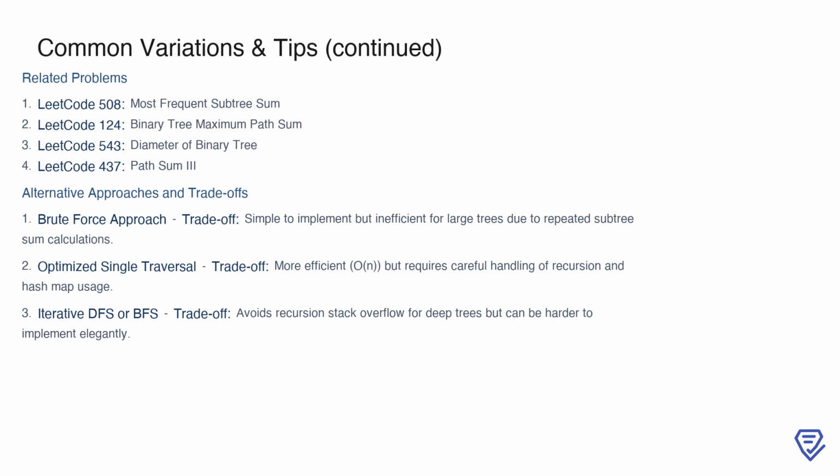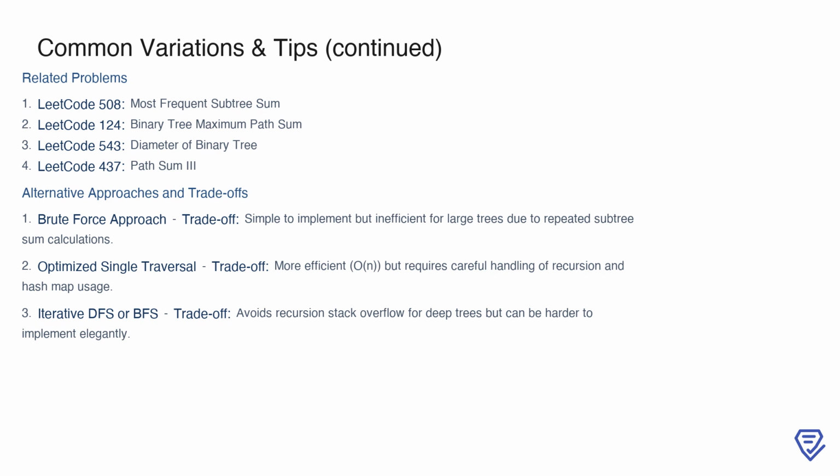There are also several related problems worth exploring to deepen your understanding. For instance, LeetCode 508, which we're discussing, focuses on finding the most frequent subtree sum. LeetCode 124, the binary tree maximum path sum, is another great problem that involves recursive calculations. Similarly, LeetCode 543, diameter of binary tree, and LeetCode 437, Path Sum III, are excellent examples of tree-related problems that build on similar concepts.